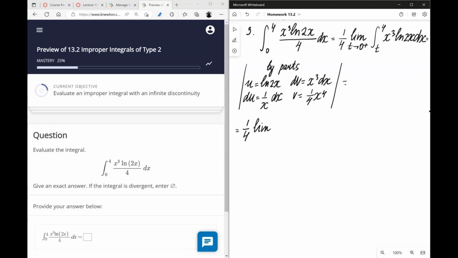We have 1/4 limit as t goes to 0 from the right side. And now instead of the integral, we're going to start writing the integration by parts steps. So we have 1/4 x to the 4 ln 2x minus, and we need to start plugging in the limits. So it's going to be from t to 4 minus integral of v du, so it's going to be 1/4. It looks like we have integral of x cubed dx.